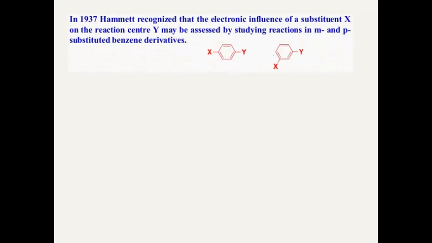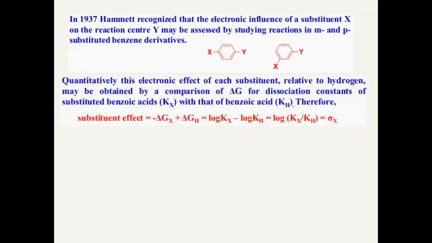And he studied only two positions, meta and para positions, and he has given the very important relationship between the Hammett constant and different substituents present. In fact, Hammett found out quantitatively the effect of different groups, or we can say the electronic effect of each substituent. Quantitatively means which substituent is how much strong.